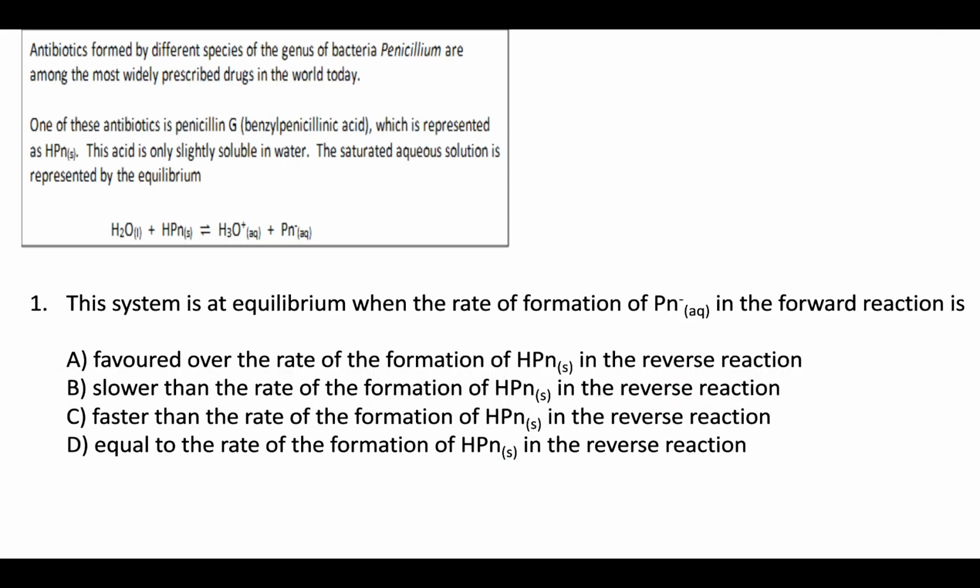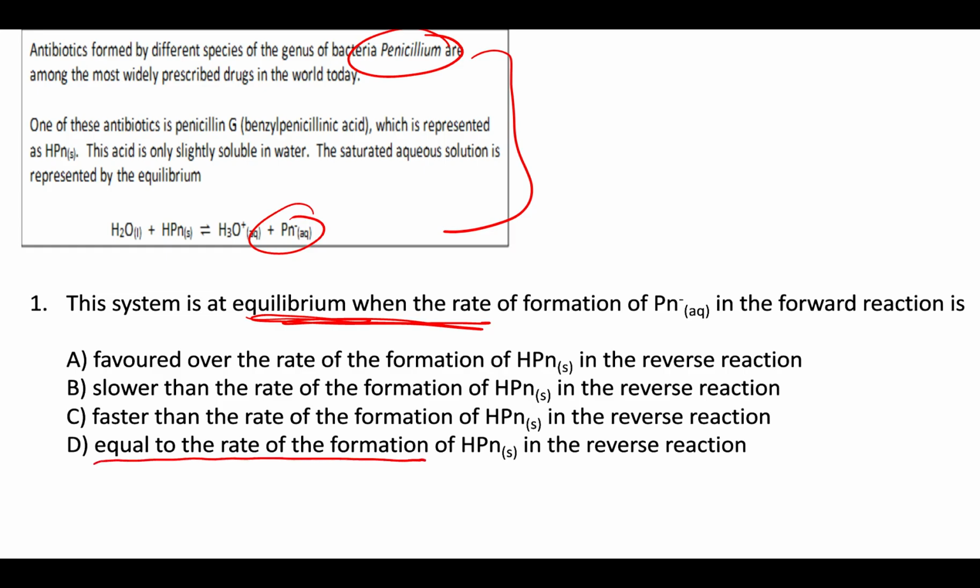So here's an old diploma question, and there's all this information about penicillin, but it is really just asking if you know the definition of equilibrium, because it's talking about the system being at equilibrium when the rate of formation of the ion Pn in the forward reaction is equal to the rate of formation in the reverse reaction. So the rate of the forward has to equal the rate of the reverse, and that is the definition of equilibrium. So that's our first question here.